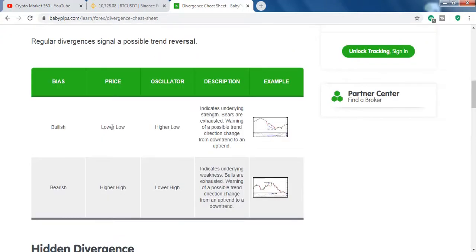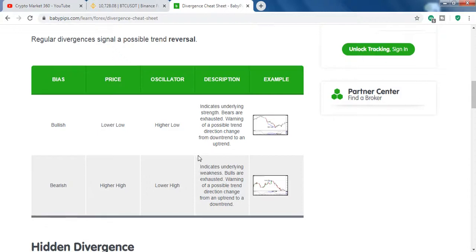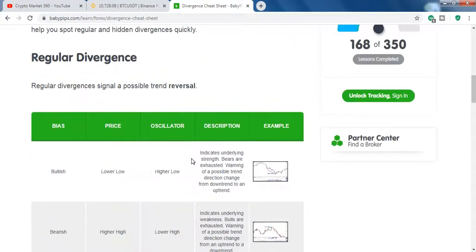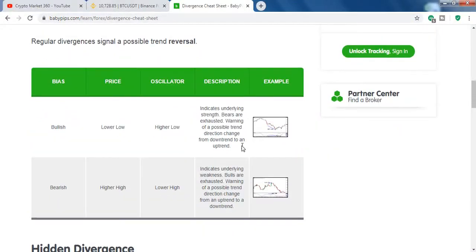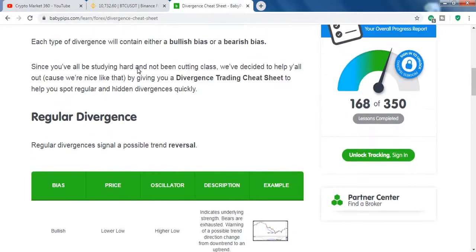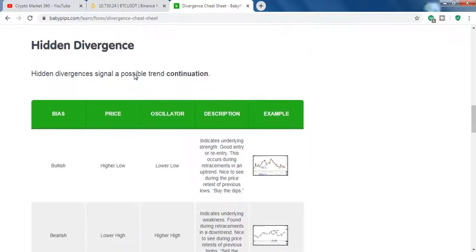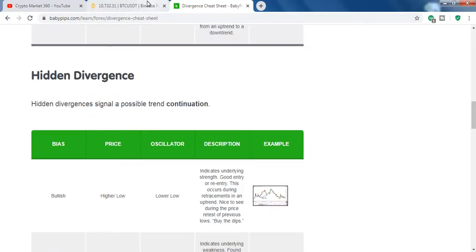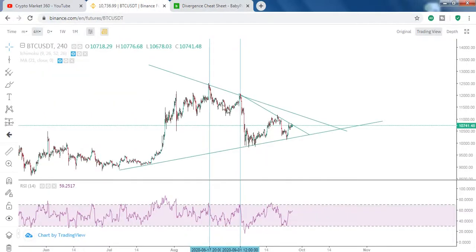I also make another video about RSI and how it works. I will explain about RSI there, not in this video. So let's look at this. This is a regular divergence and hidden divergence. It can be bullish and it can be bearish. Okay, so let's see what happens.